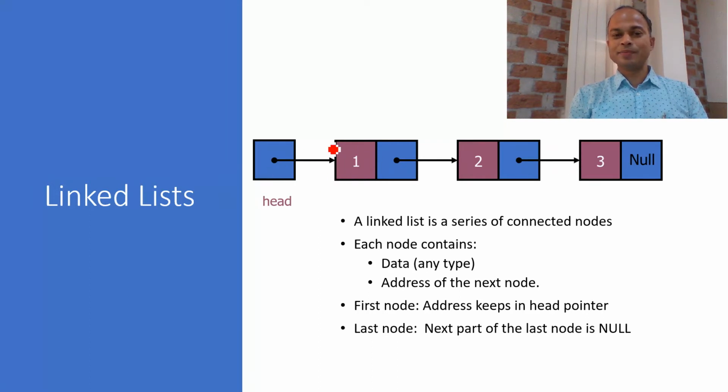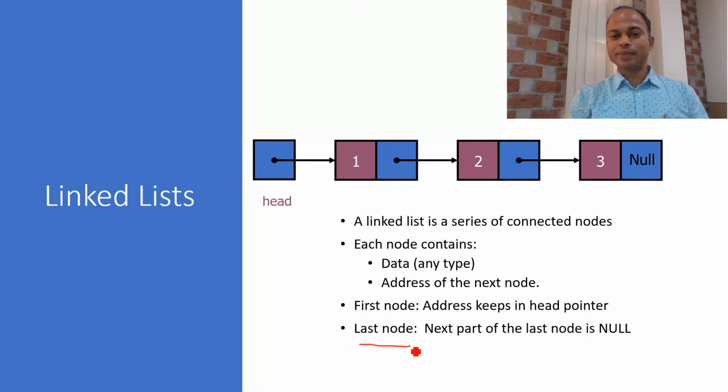Through the head, we can visit the first node, and the next part of the first node, I mean the address part of the first node, can reach the second node. And similarly, through the address part or next part of the second node, we can reach the third node. So in a sequential way, we can reach from one node to the second node, then the second node to the third node. Therefore, we have to always keep the address of the first node in the head pointer.